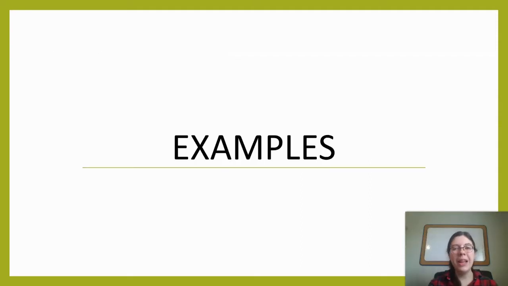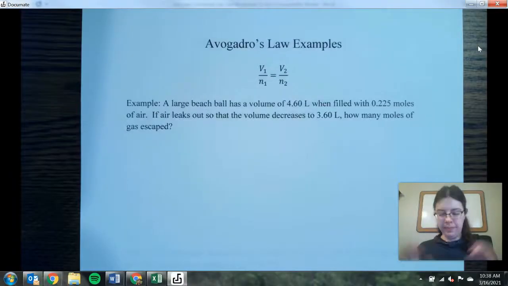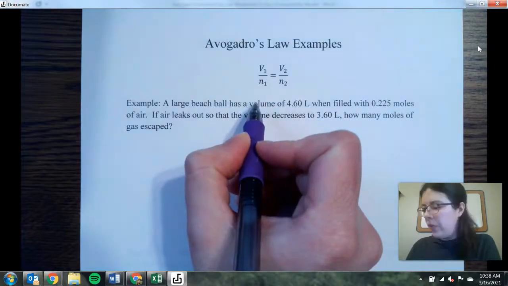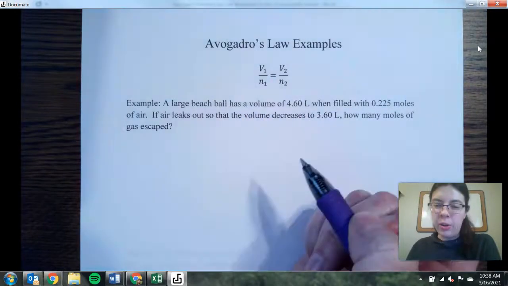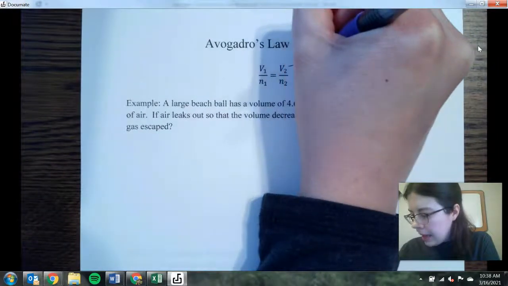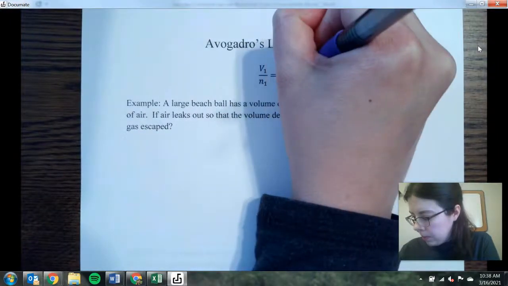So let's go ahead and try out some mathematical examples using Avogadro's law. As a reminder, the equation for Avogadro's law is V1 over N1 equals V2 over N2, where V is the volume and N is the number of moles.